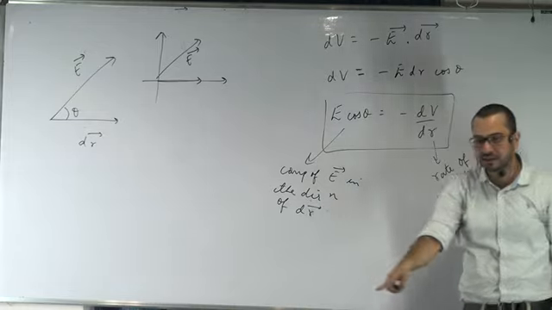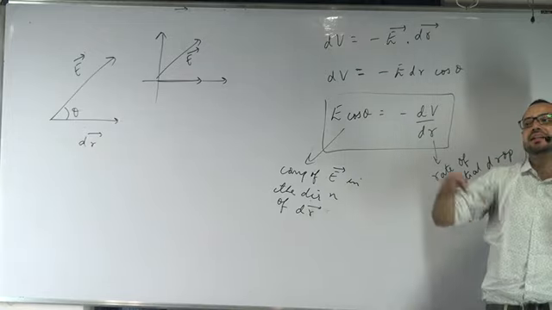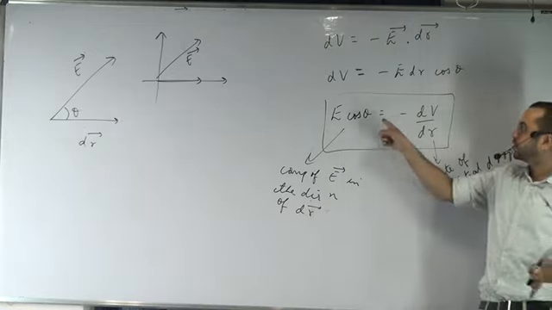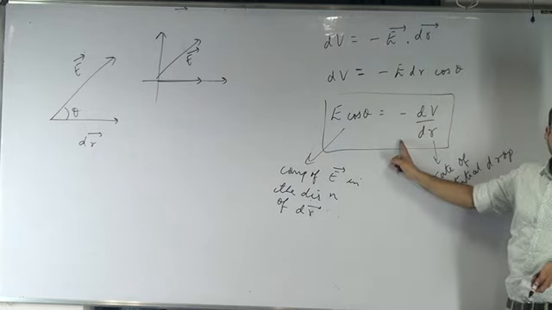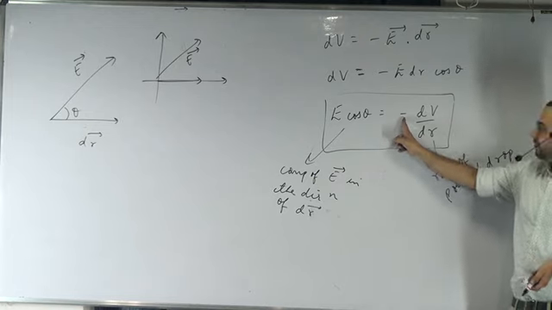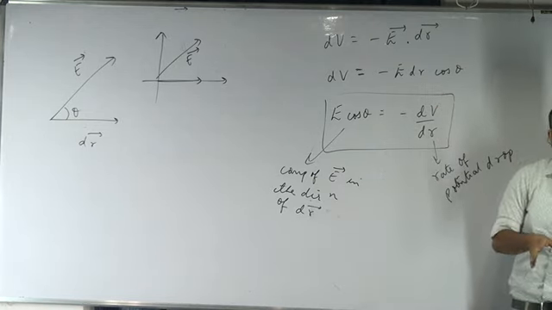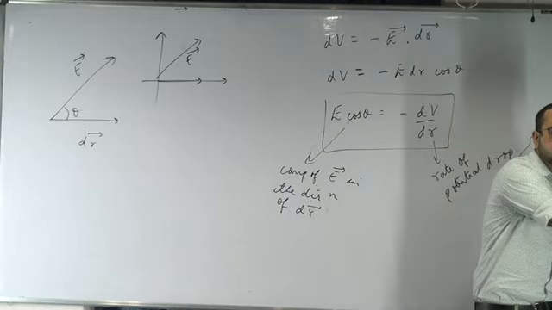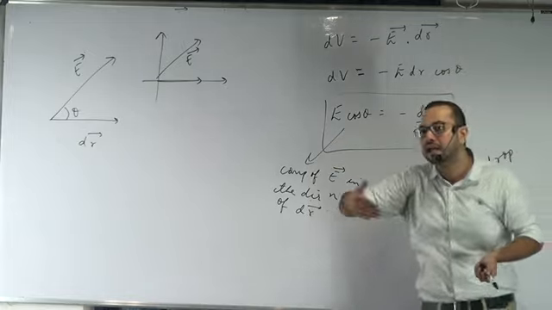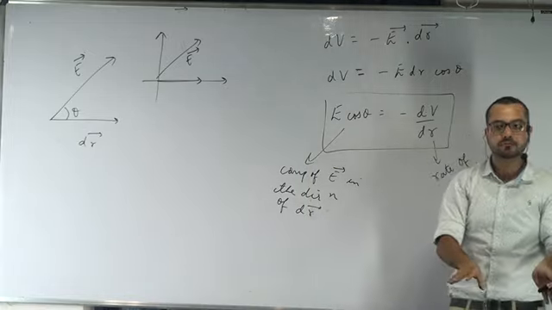If there is field in this direction, there is a component of field in this particular direction, then this has to be positive. E cos theta has to be positive. If E cos theta has to be positive, minus dV by dr has to be positive. If this is negative, then dV has to be negative. What does that tell me? If there is field in this direction and I'm walking in the direction of the field, what is happening to the potential? It's dropping. Is that correct?